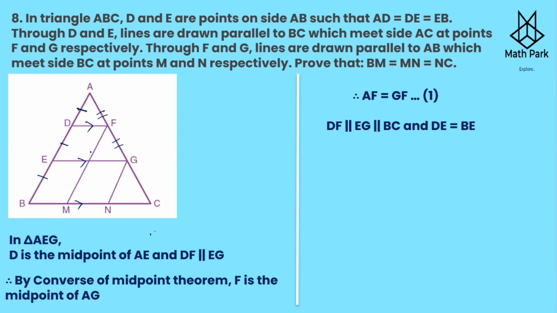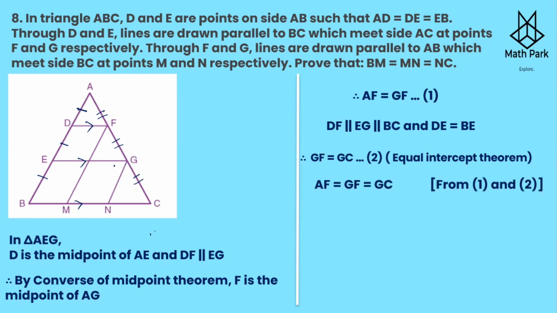Now DF is parallel to EG is parallel to BC. And you have DE is equal to BE. So therefore by equal intercept theorem you get FG is equal to GC, or GF is equal to GC. Got it? Now since AF is equal to FG and FG is equal to GC, you get AF is equal to FG is equal to GC.